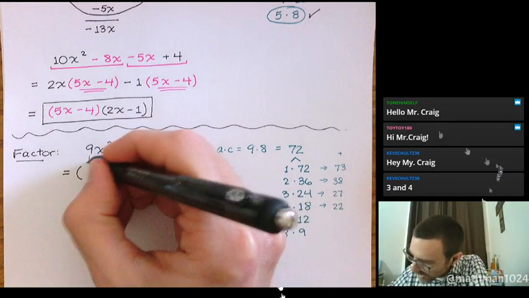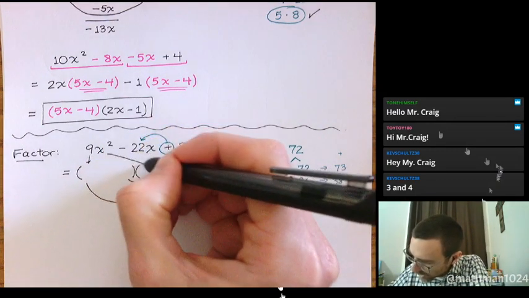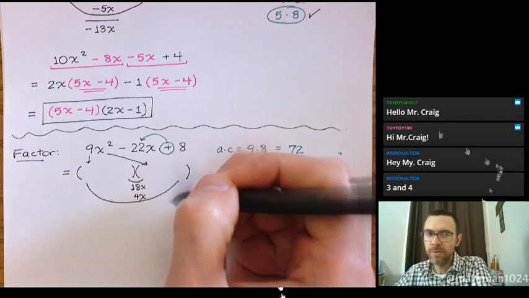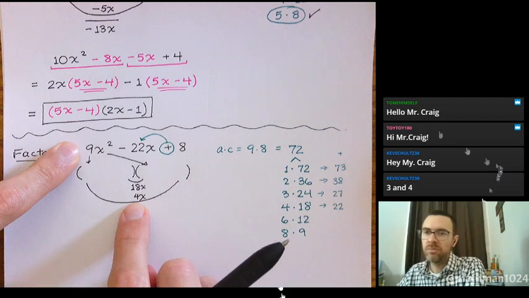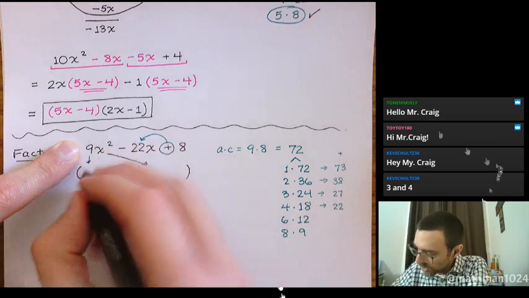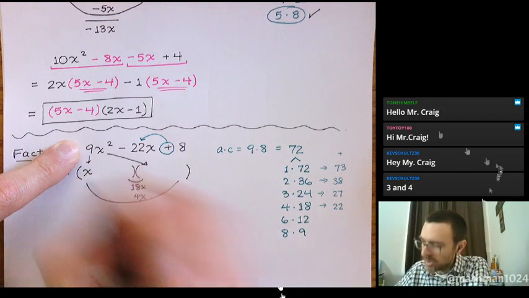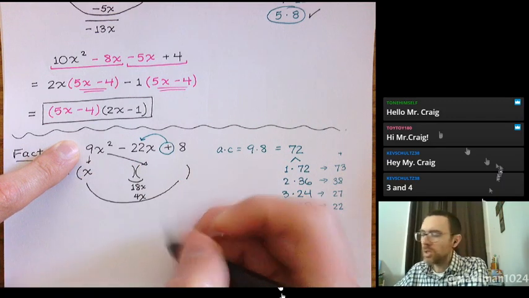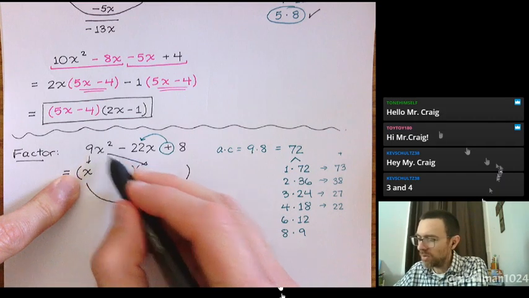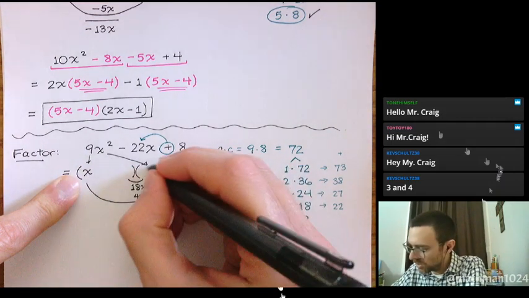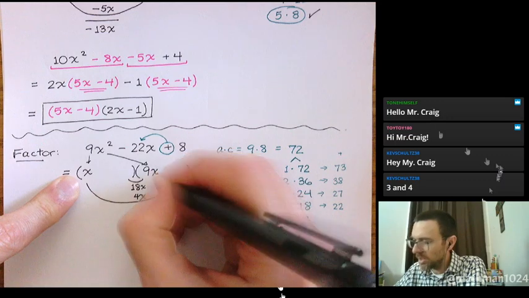We said that 9 is going to split up to be at the beginning of each of these. So the common factor for 9 and 4, well, they don't really have anything in common except for 1. So we're just going to write x. That means that 9x squared is going to split up to be x, and the other factor for 9x squared is 9x.